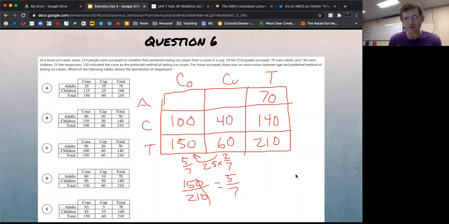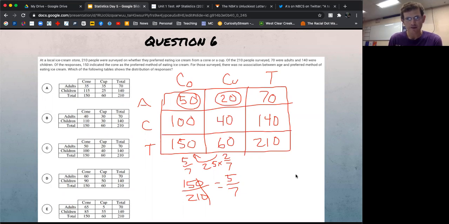And I know this because there's no association. They are all independent. Now I can do some math. There's 150 total. This should be 50 and 20. That's just subtracting based on what I know about these numbers adding up. And so now I can see 5/7 of the data is adults preferring cones. 2/7 is adults preferring cups for that conditional distribution.